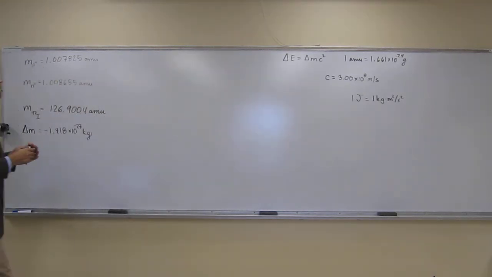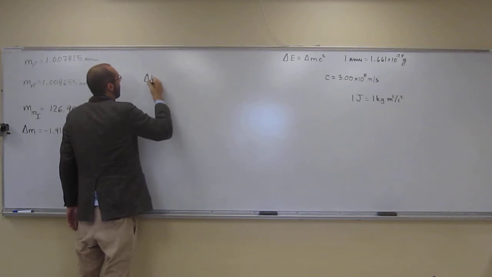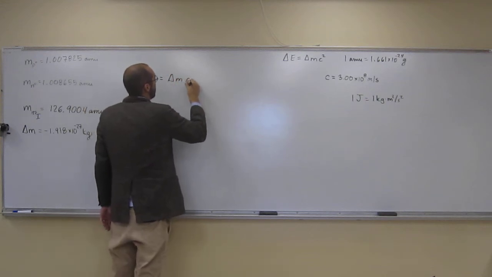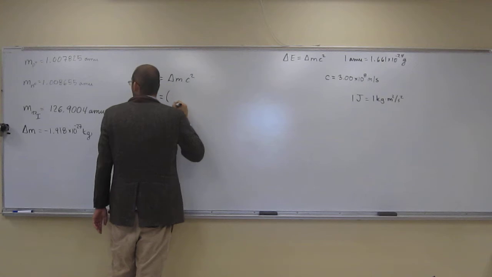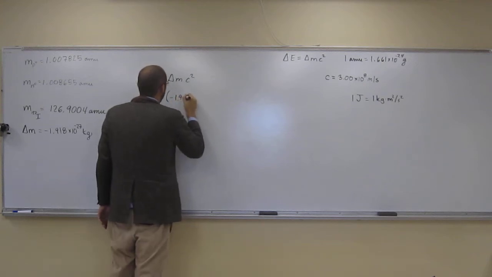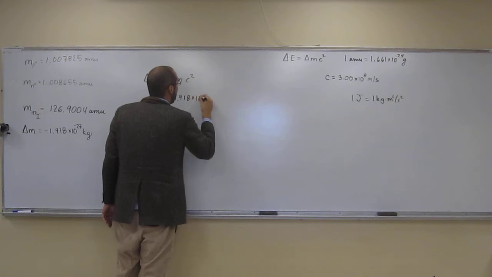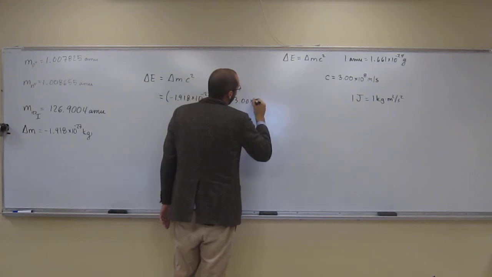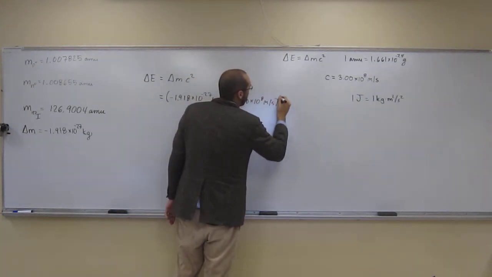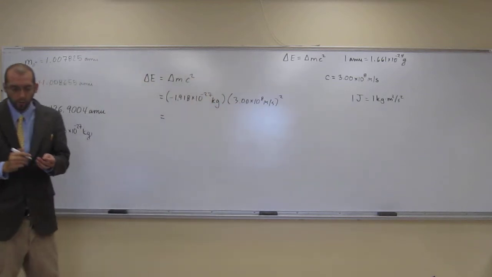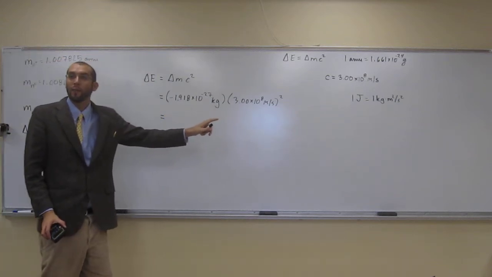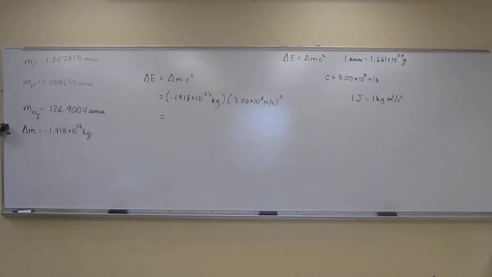Let's figure out the change in energy. Change in energy equals mass difference times c squared: negative 1.918 times 10 to the negative 27th kilograms times 3.00 times 10 to the 8th meters per second, squared. Remember, this is the energy being released. Hopefully you see it's going to be a negative number. The binding energy itself is a positive number, the opposite of the number we're getting.